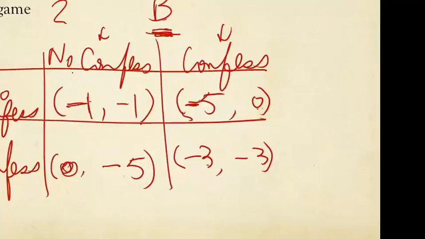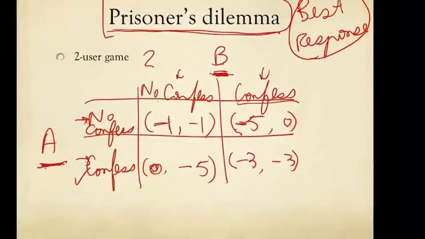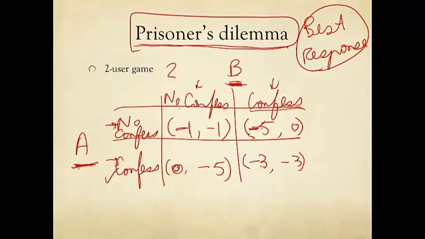We call this the best response strategy by player A in response to player B's picking no confession. But B may also choose to confess. I don't know. And in that case, what should I do? Well, I'm basically comparing -5 and -3 here. Still, confess is the better choice. Relative to -5, -3 is better. And therefore, confess is also the best response strategy if B chooses to confess.